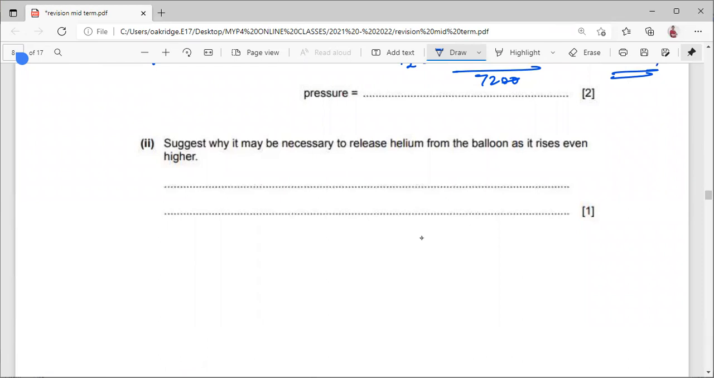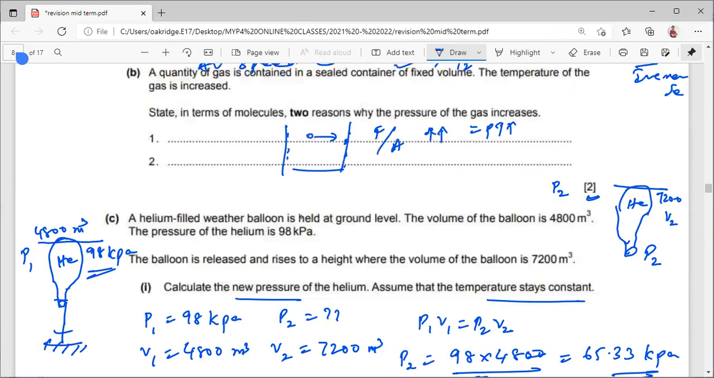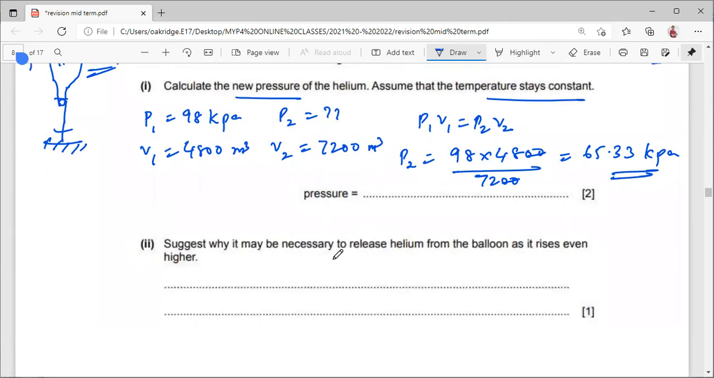Suggest why it may be necessary to release helium from the balloon as it rises even higher. Now the balloon doesn't stop here. It keeps on going upwards. Let us say the balloon went over here. What do you expect? The balloon's volume would be much higher over here. While this happens, some amount of the gas has to come out. It is necessary to release helium. You have to open the nozzle and see to it that the helium is released.